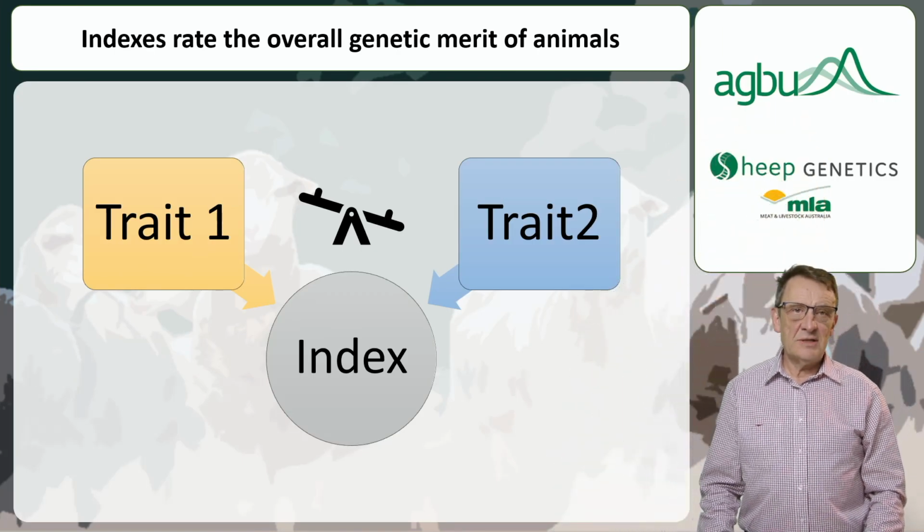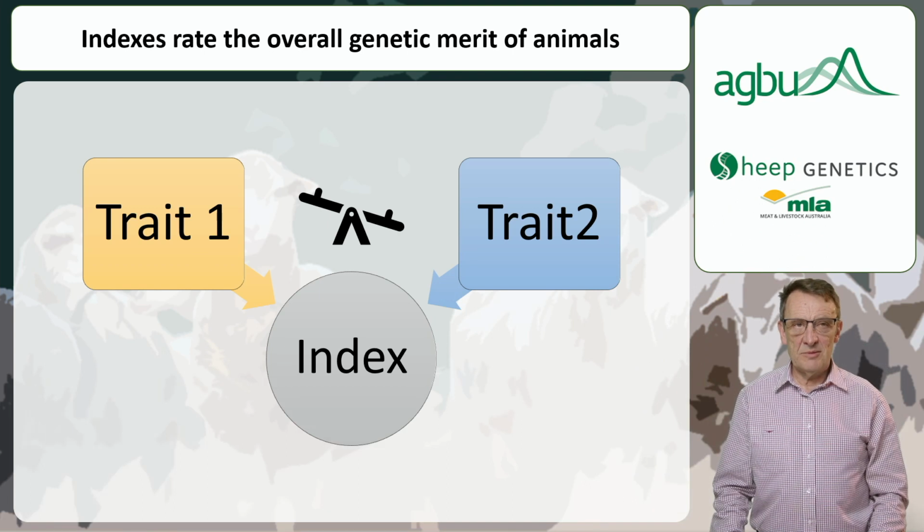Sheep genetics evaluations have two main tools to identify superior animals: breeding values or ASBVs for individual traits and indexes. Simply put, indexes take the overall performance of individual animals by combining the important traits into a single value. To use a sporting analogy, say we were rating cricket players for their all-round ability. Trait 1 might be batting performance and trait 2 might be bowling performance. And our index of all-round ability would combine the two into a single figure.